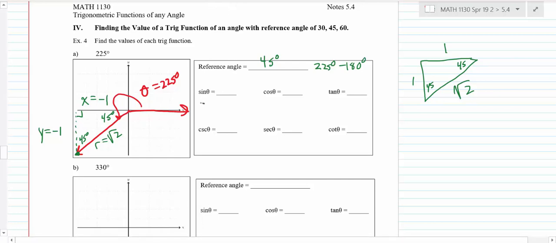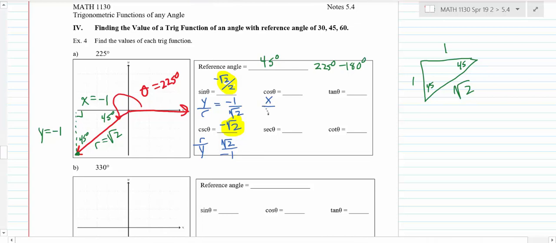The sine is y over r. So y is -1, r is square root of 2. You can rationalize that denominator to get negative square root of 2 over 2. The cosecant is r over y, so that would be square root of 2 over -1, which is negative square root of 2. Notice that we're in quadrant 3, so the sign is negative. We expect the sine to be negative in quadrant 3. Then I go to the next thing.